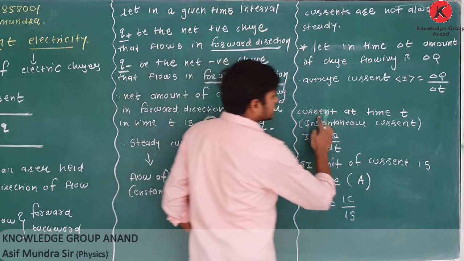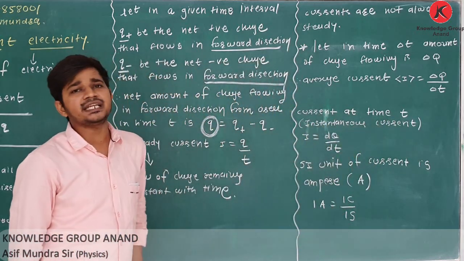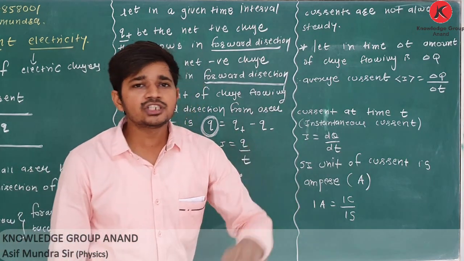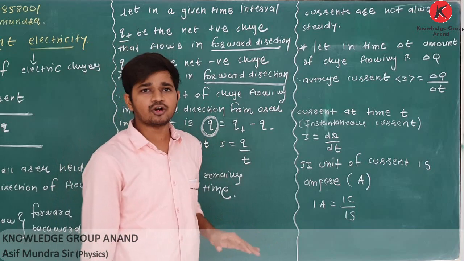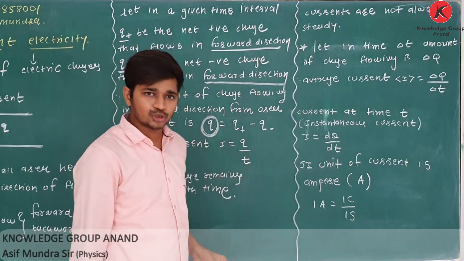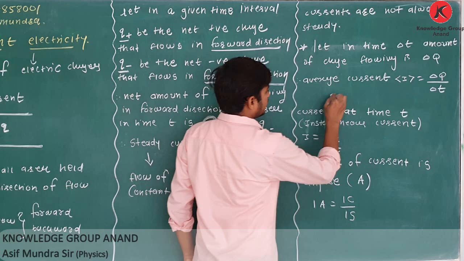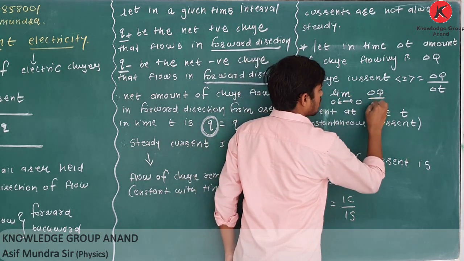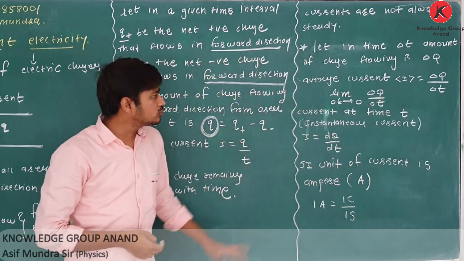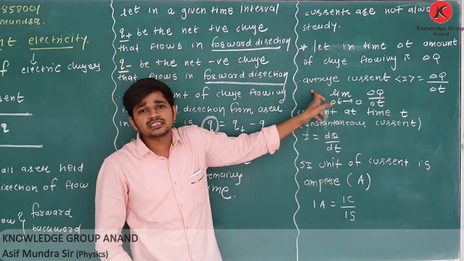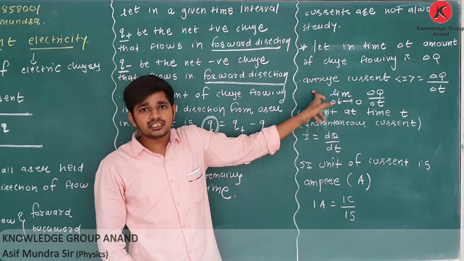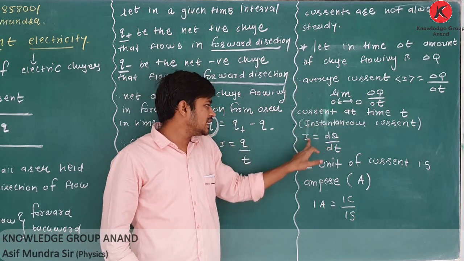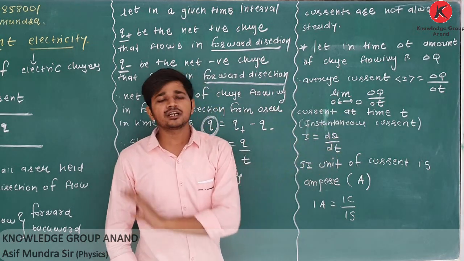Okay. Now how to find current at a time t, meaning instantaneous current? Yes, you know, if you take the limit delta t tends to 0 of delta q upon delta t, then this average value is converted into an instantaneous value. So current at time t, that is instantaneous current, I is equal to dq upon dt.